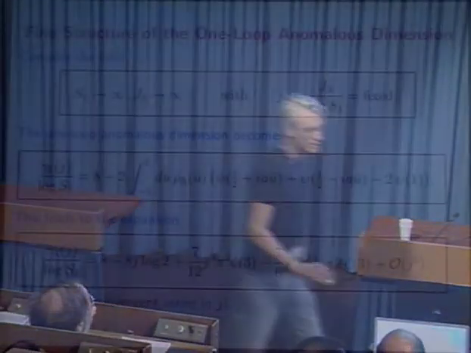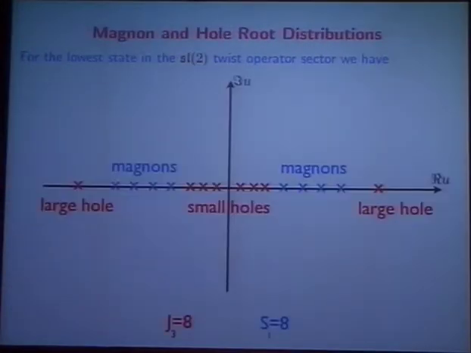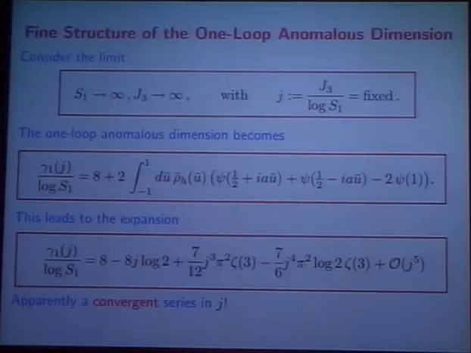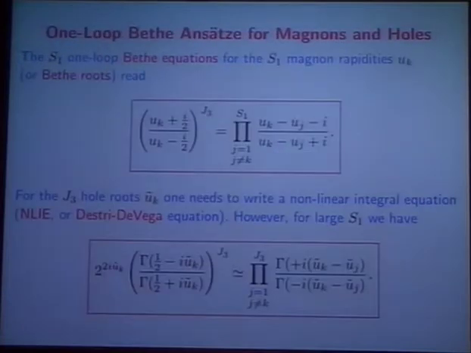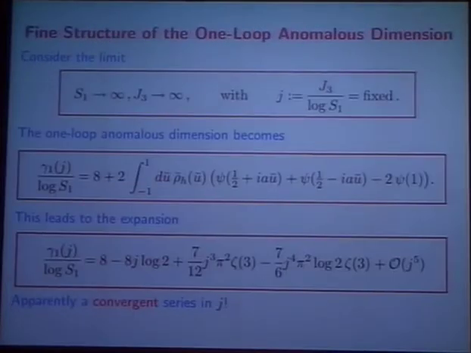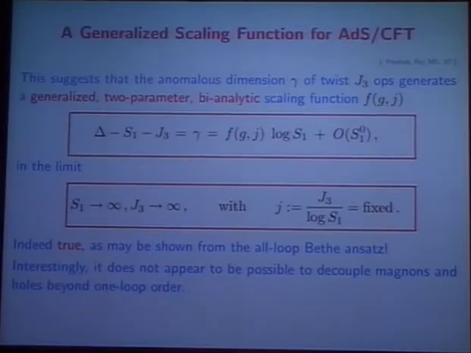Okay, now you can also look at the dynamics. You can really now look at the dynamics of these small holes and get a refinement of the scaling function. So basically, you can now write an integral equation describing the distribution of these small holes, which I wrote here. And there's a new limit now, namely when the number of z particles over the log of the magnon number is held fixed. Let's call it little j. Then there's a new scaling limit. And you can define a generalized scaling function that not only depends on g, but also on this new parameter j, where j over log S is fixed.